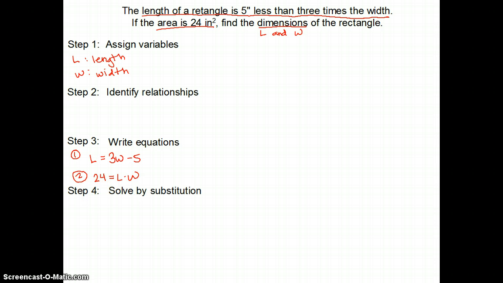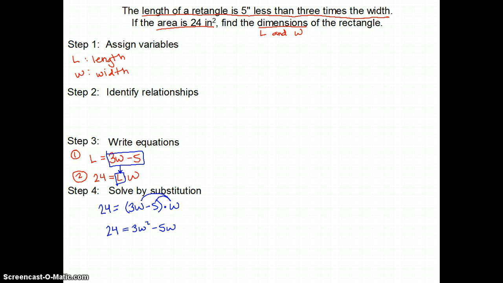From here, step 4, we solve by substitution. So I'm going to take my length and replace it in my second equation for L. What I end up with is 24 equals 3w minus 5 all times my width. All I did is I replaced this L with the 3w minus 5. From here, I'm going to go ahead and distribute my w. 24 equals 3w squared minus 5w.